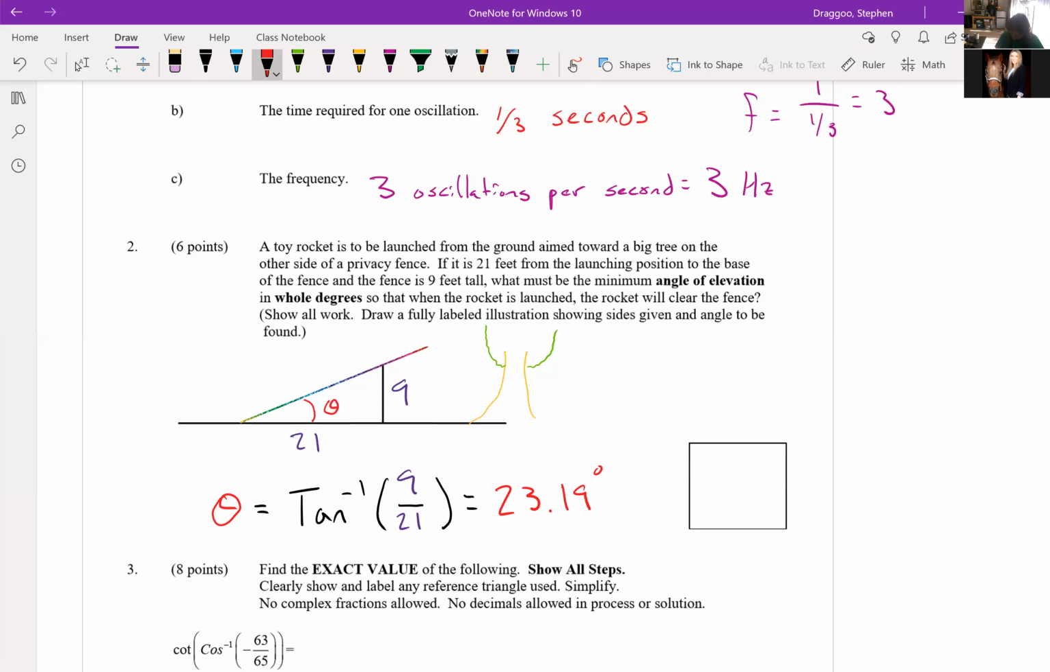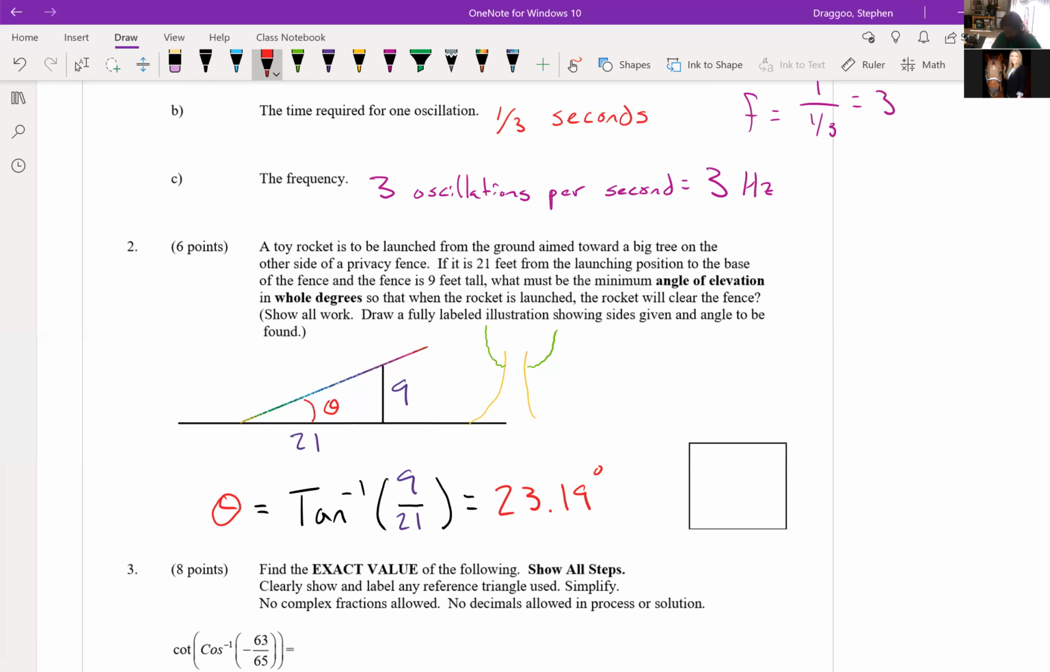Yeah. So here's where something kind of unique to this problem shows up. Because we need to aim this rocket in order to clear the fence. And again, just because of the very specific wording of this problem that doesn't show up in a lot of other word problems, we have to take this step. Cool. So we must clear this fence. And so we're looking for the minimum angle of elevation in whole degrees. That means that the rocket will clear the fence.